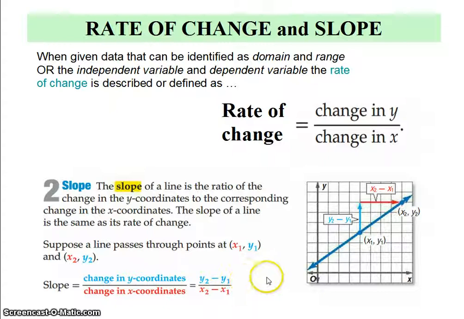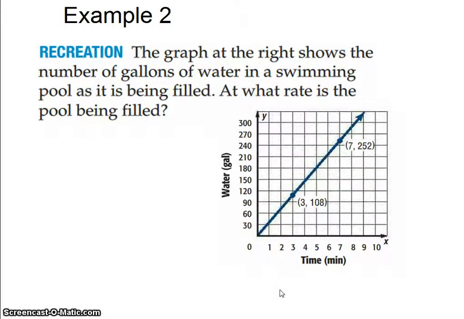So you'll have 2 points. And as you read your word problems, you can establish 2 points as you look through your word problem. Let's look at a couple. So here we've got one that talks about this graph as a swimming pool that's being filled, and at what rate is the pool being filled.